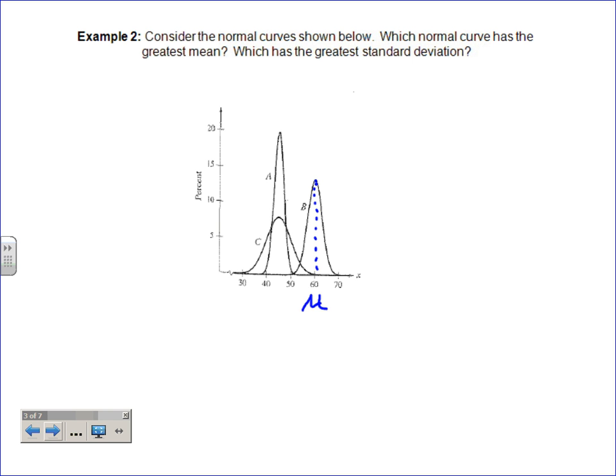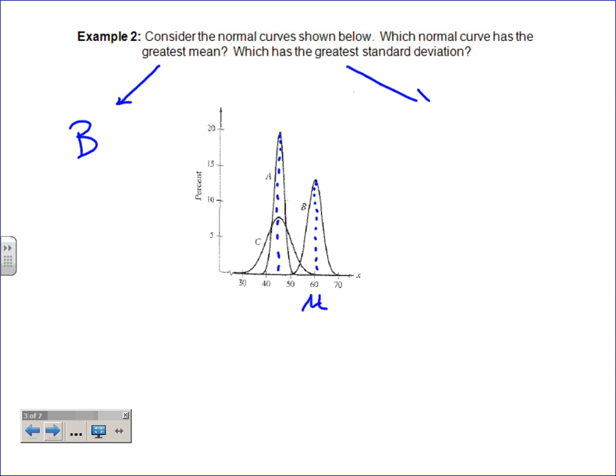What can you tell me about A and C? They have the same mean, don't they? Then how come they don't look the same? The deviation is different, very good. But if you put that line, look at that, they're both 45 for a mean, where B has 60 for a mean. So yes, for the greatest mean, the correct answer is B.